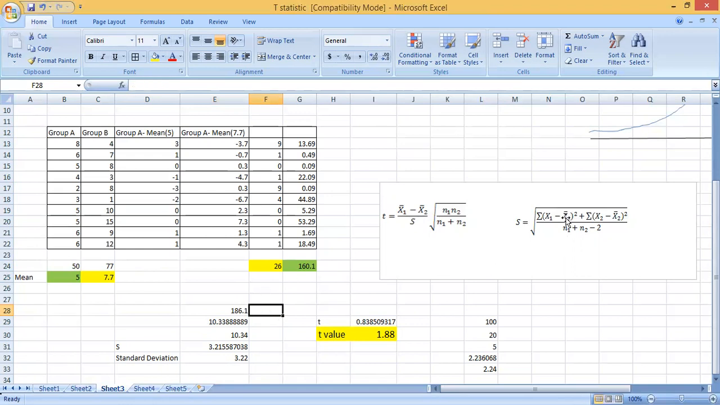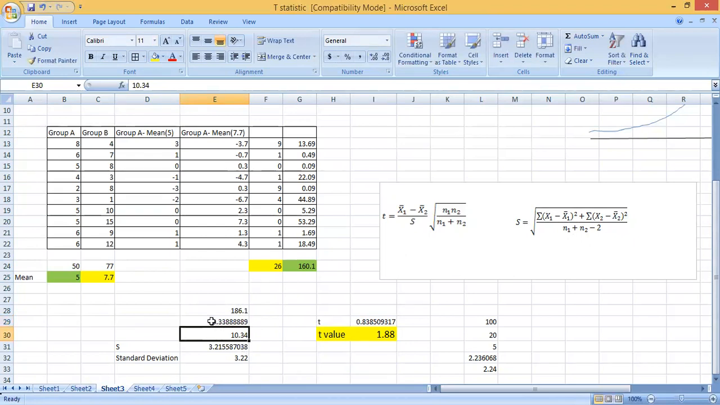Now we have to divide it by n1 plus n2 minus 2. That is 10 plus 10 minus 2, that is 18. That means equal to this divided by 18.